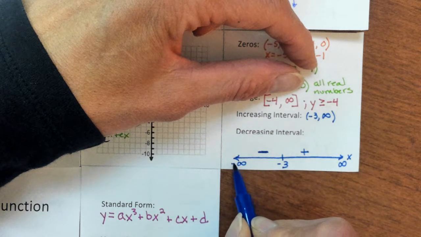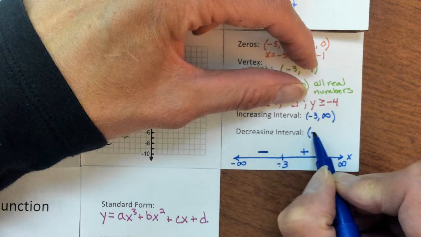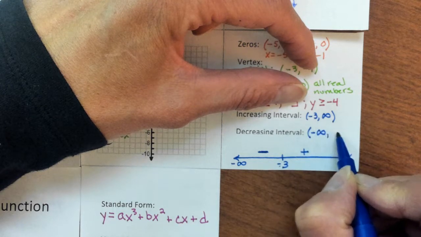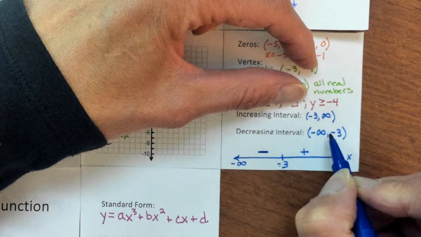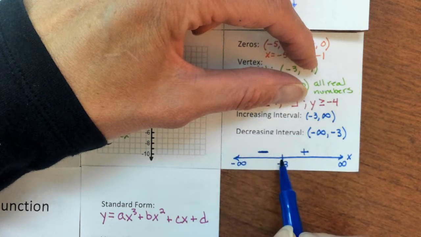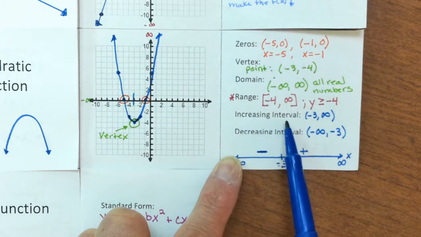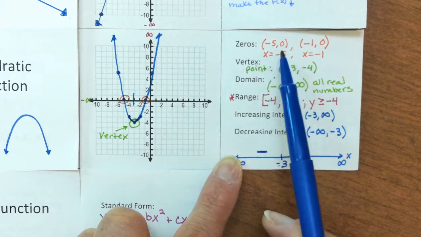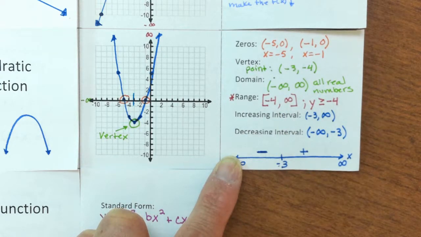I'm decreasing from here to here. So that means I'm decreasing from -infinity all the way to -3. Again, not a point. This is a region of input. So that can get a little confusing. You have to look at the context. Okay? This is a point. This is an interval. Two separate things.